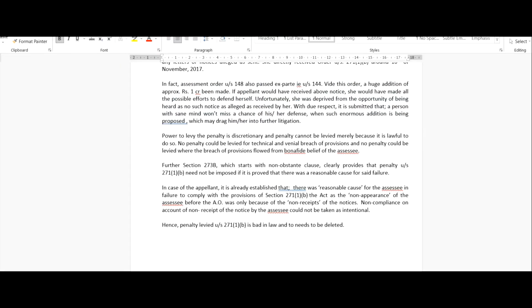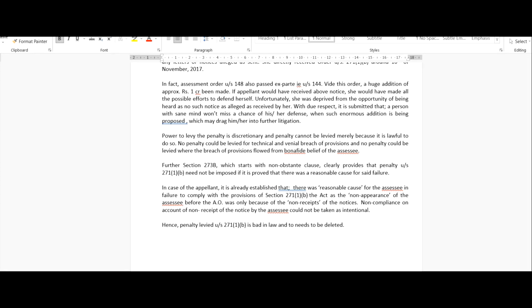Here, this section starts with a non-obstante clause. It means it has overriding effect over these clauses. So that is the defense I have taken. Further, section 273(b), which starts with a non-obstante clause, clearly provides that penalty under section 271(1)(b) need not be imposed if it is proved that there was a reasonable cause for such failure.